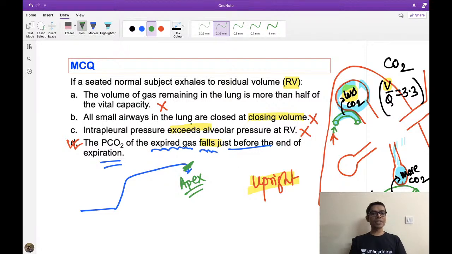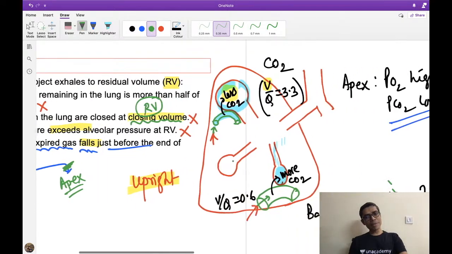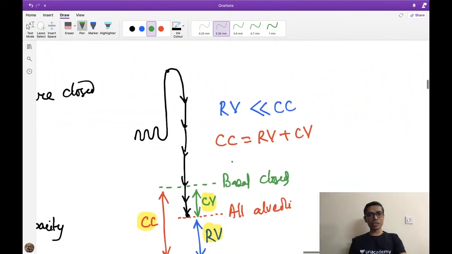All small airways in the lung are closed as closing volume or closing capacity. Is this true? Obviously this is not a true statement. When all small airways in the lung are closed, then that volume is known as the residual volume. It is not the closing volume. Now you got it? Everybody tell me. Now I am coming back to your question.